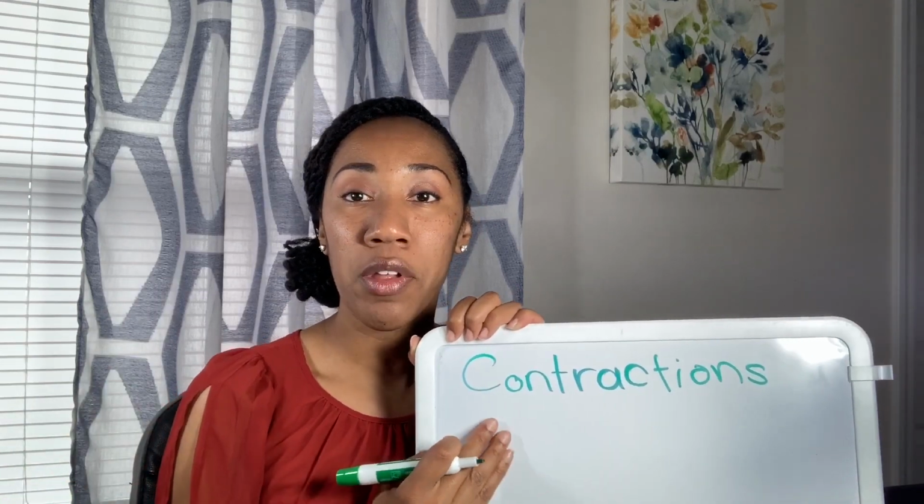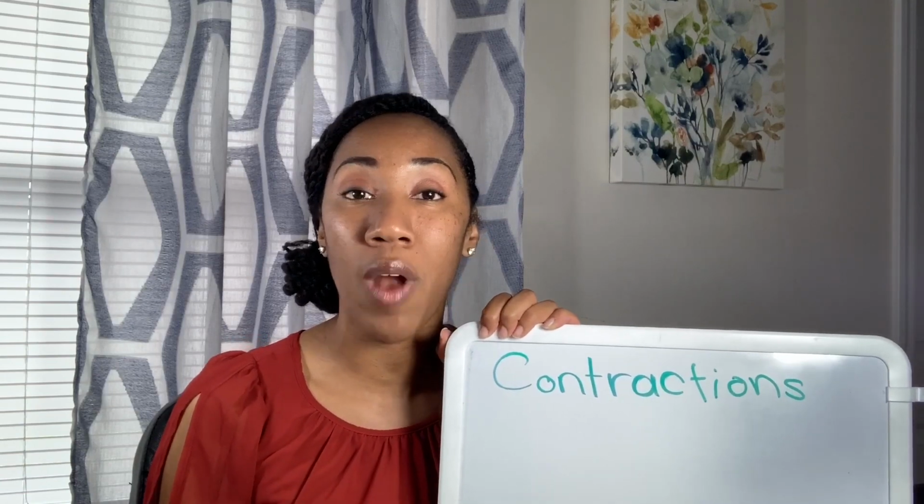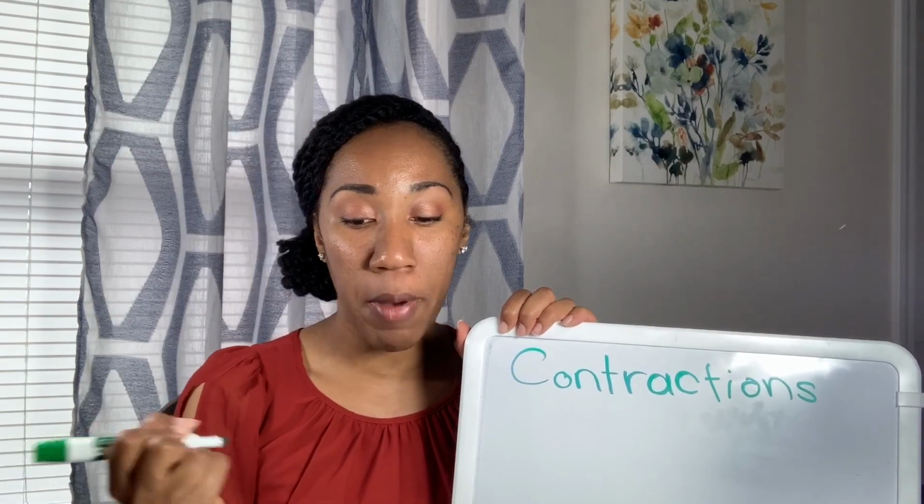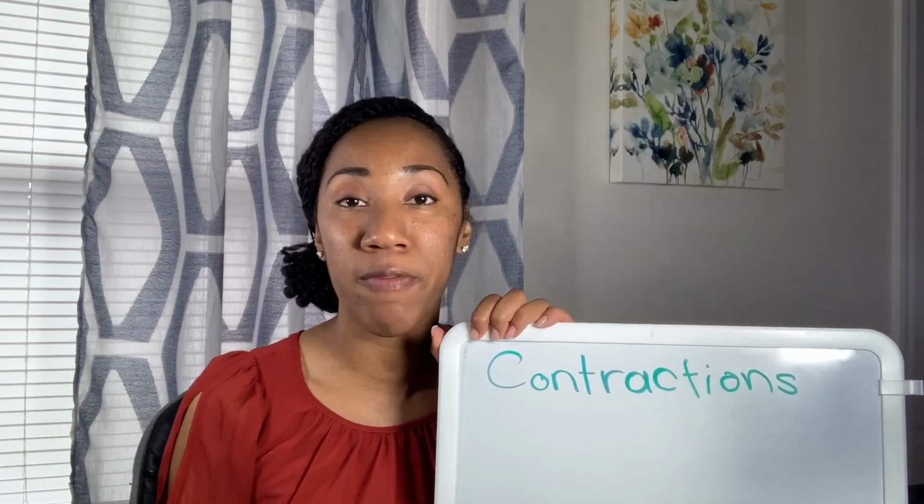So today we're learning about contractions. A contraction is a short way of saying or writing two words. And you use an apostrophe to show where letters have been left out.